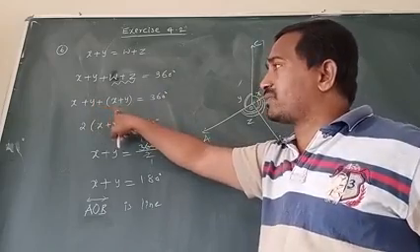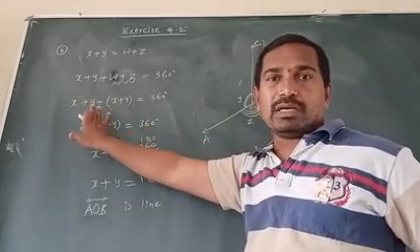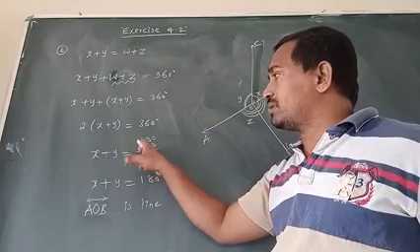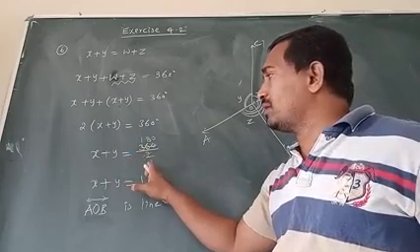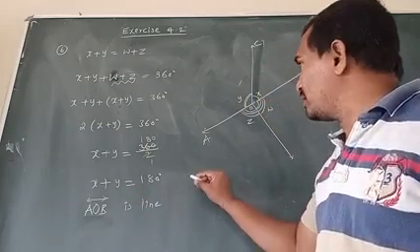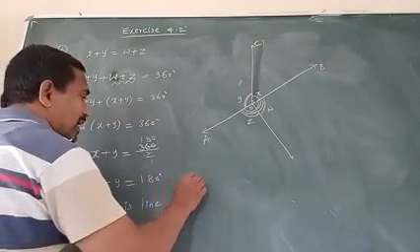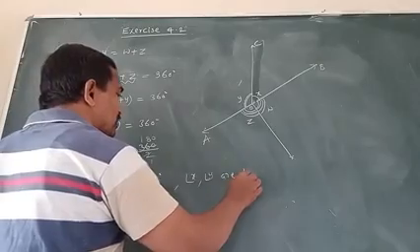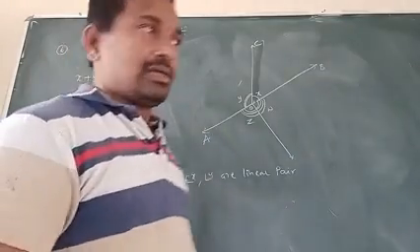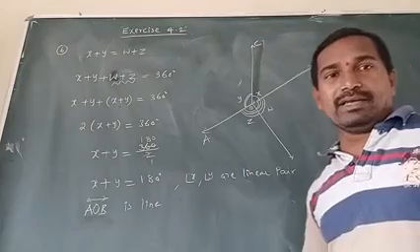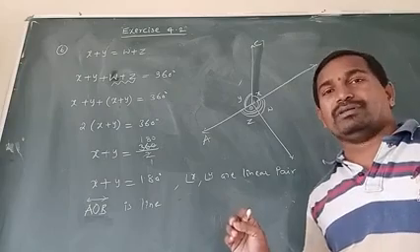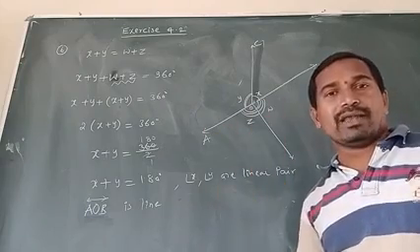So now, how many x plus y's are there? 2 x plus y's. So 2 of x plus y equals 360. So x plus y equals 360 by 2, that is 180. So x plus y equals 180. So what can we say? Angle x and angle y are a linear pair. That means this line AOB is a straight line, because these two angles are a linear pair.